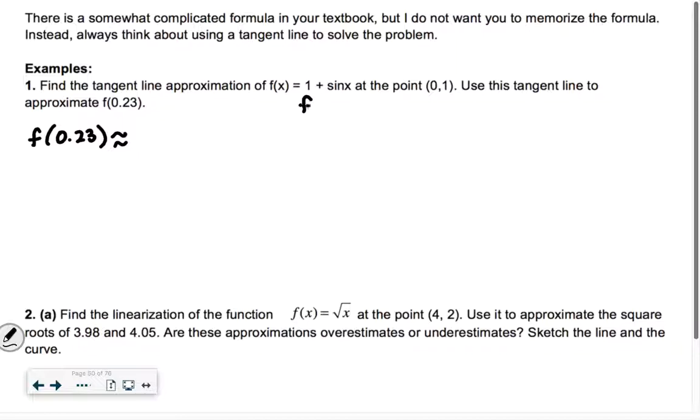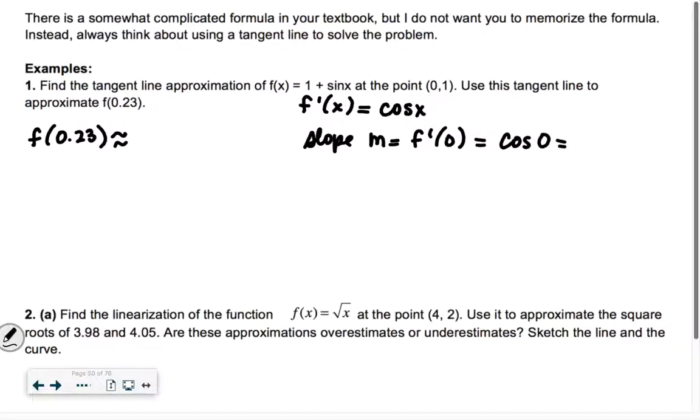All right, so we do our tangent line thing. We take our function and we take its derivative. What's the derivative of 1 plus sine of x? Cosine of x. That's going to be our slope when we plug in the x value of 0. Cosine of 0 is 1. On our unit circle, when I have an angle of 0, I go out to 1, 0. The cosine value is 1. So that's my slope, and then my point is 0, 1.